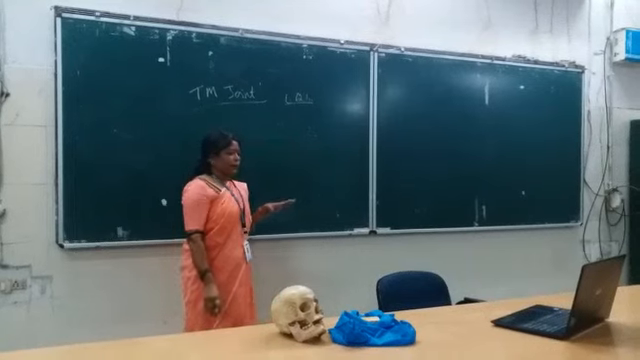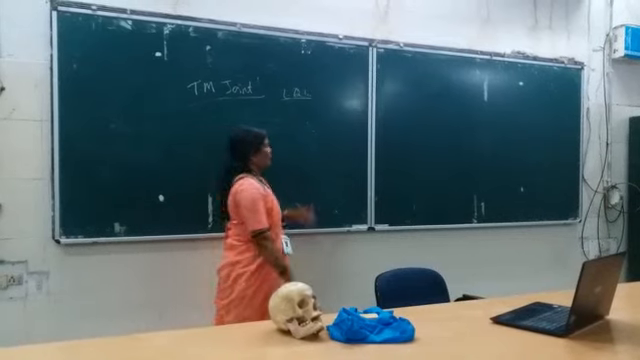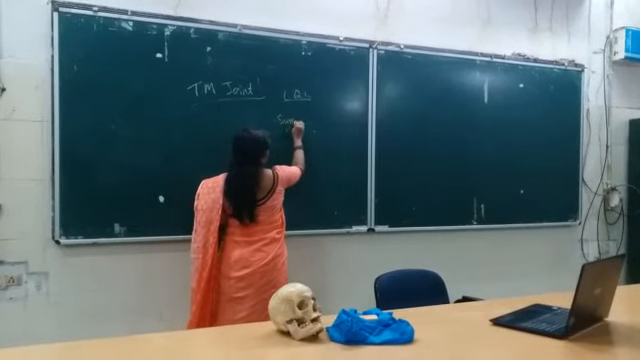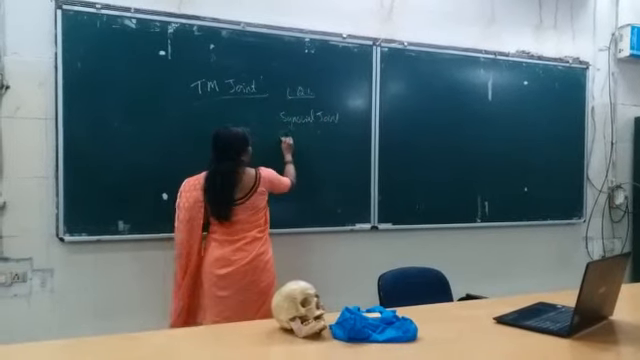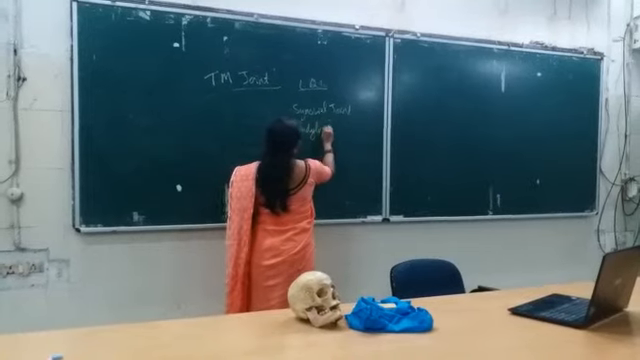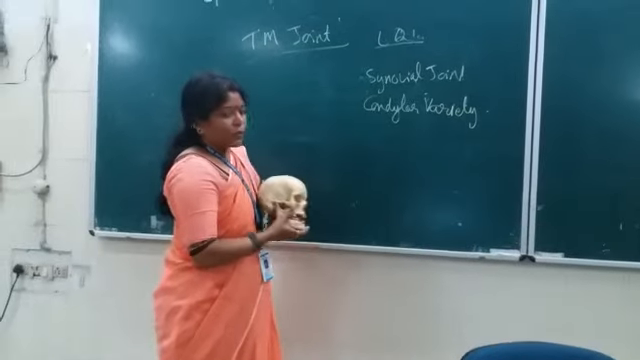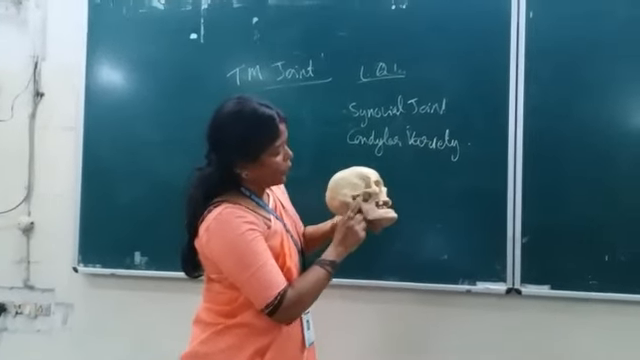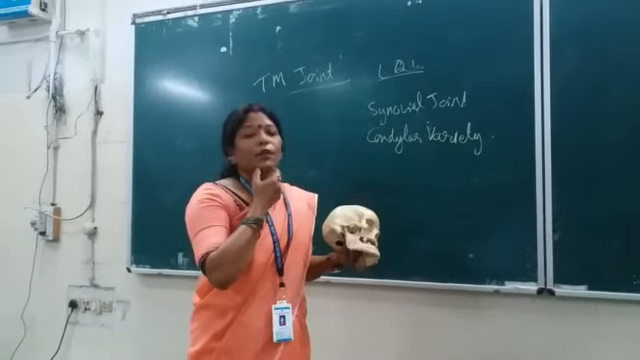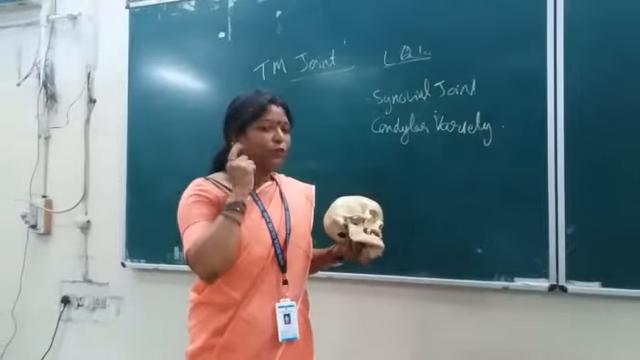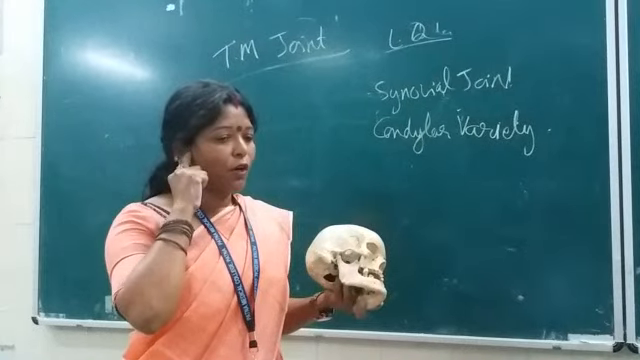This temporomandibular joint, which type of joint is it? It is a synovial joint, of the condylar variety. You can feel it here when you move your lower mandible. During mastication or chewing, you can feel the movement of the joint here.